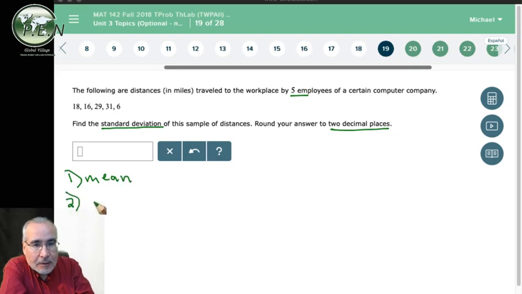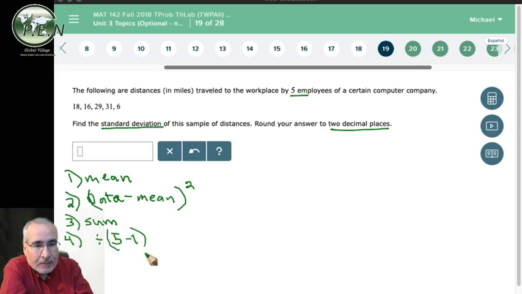Second step, take each of the data values, subtract the mean, and take that result and square it. Then we sum them, adding them all together. Then we divide by 1 less than what we have. We've got 5 employees, so we divide by 5 minus 1. And the last thing we do is take the square root of the whole thing.